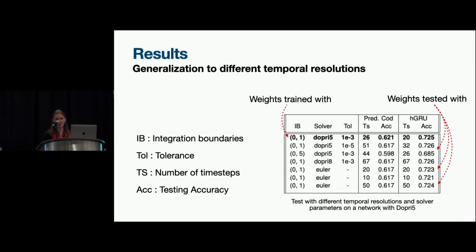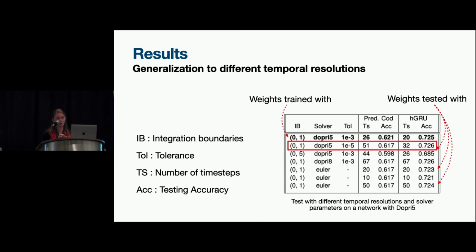Now let's do the same test, but on a model trained with an adaptive solver. So here our model has been trained between 0 and 1 with an adaptive solver, DOPRI5, and with a tolerance of 10 to the minus 3. This means that at every time step, the curve was always close to the function by 10 to the minus 3. So you can see the number of time steps that have been chosen by the solver to approximate our dynamics, and the testing accuracy using the training configuration.